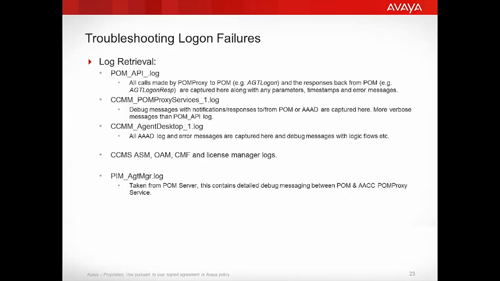Another log file to retrieve is the CCMM POM proxy services log. This would have more detailed debug messages with the notifications and responses to and from POM, but a lot more logic is tracked here, and it would be much more verbose than the POM API log. The agent desktop log should also be retrieved from the individual agent PC. The general CCMS logs like ASM, OAM, CMF and License Manager should also be retrieved.